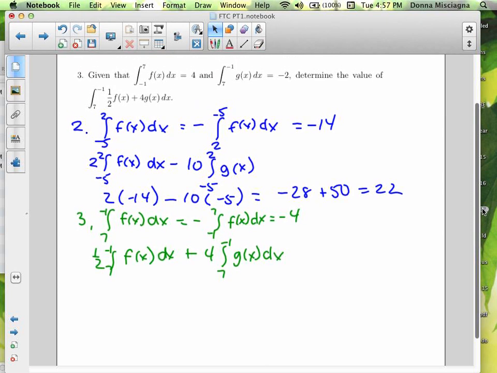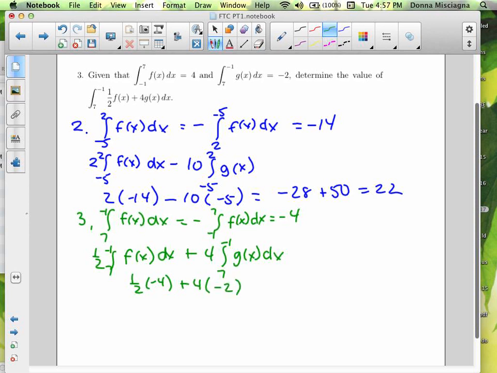So it was -2 and -4. So that's going to give us 1/2 times -4 plus 4 times -2. So that's going to give us -2 plus -8, or -10. So this is just using those properties, knowing that as long as those intervals match, you can add and subtract our definite integrals. All right?